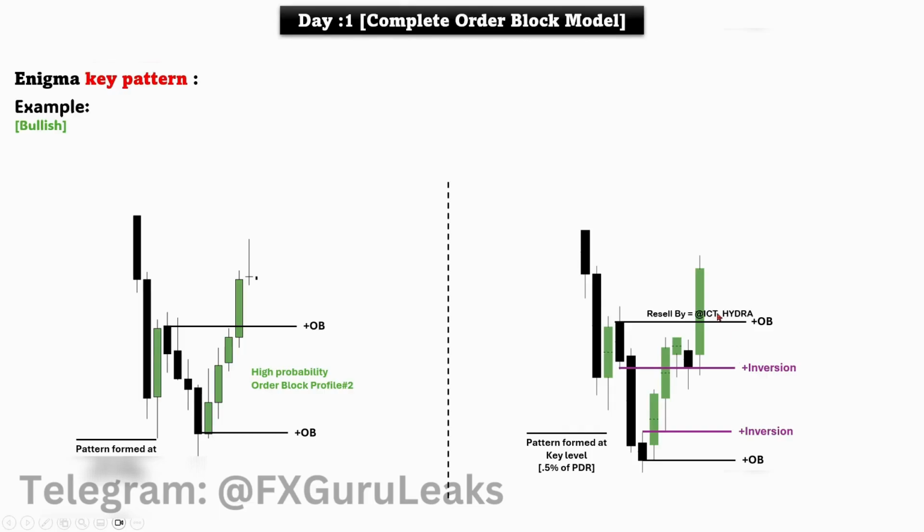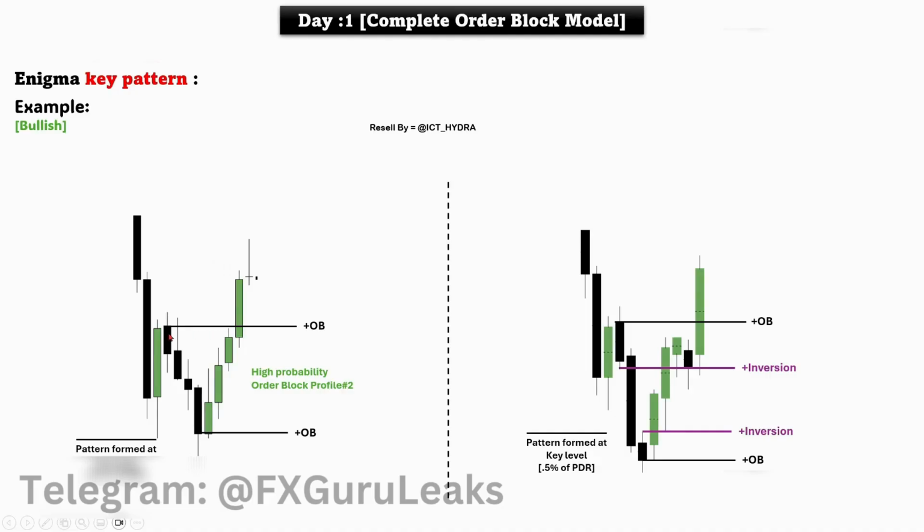What's the difference? Why is this high probability? Because it offers a very tight stop loss. When you see an inversion like this, now this inversion is also coming at a key level, so it's important. Order block has inversion, so as soon as price closes a candle's body above this inversion, your entry can be at the next candle. That means at this candle, your entry can be at this candle with a stop just below the inversion.